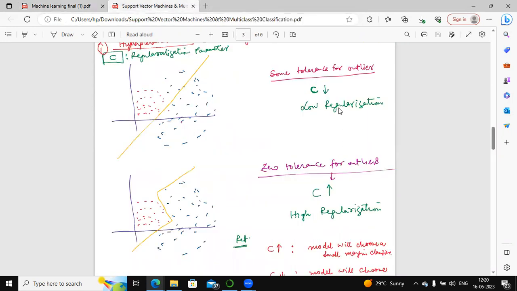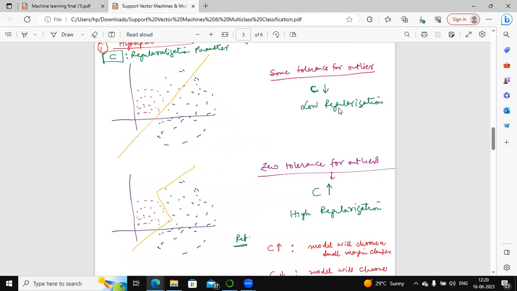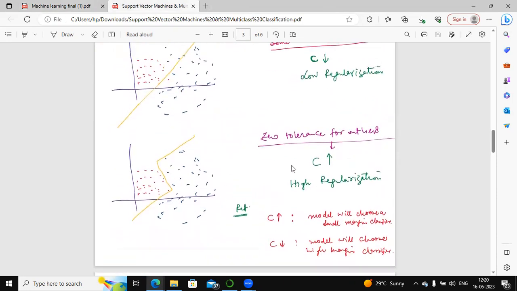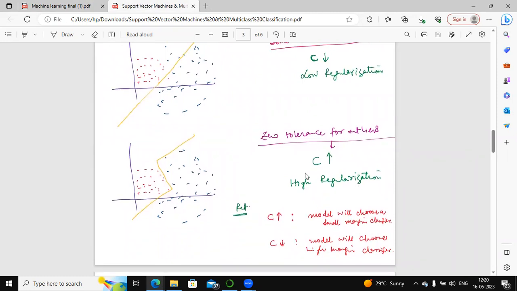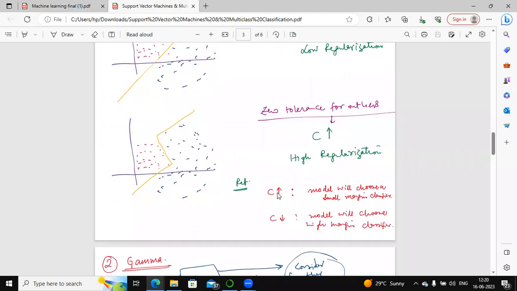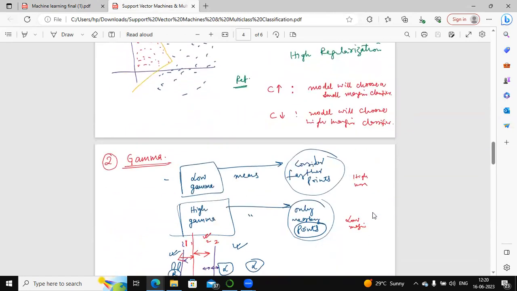Okay, this is a low regularization parameter with a high margin. Whereas in this case, when we are building a complex plane, this is a high regularization parameter with a low margin. Okay, so this is how it happens. So if C is higher, the model will choose a smaller margin classifier. If C is low, the model will choose a high margin classifier.